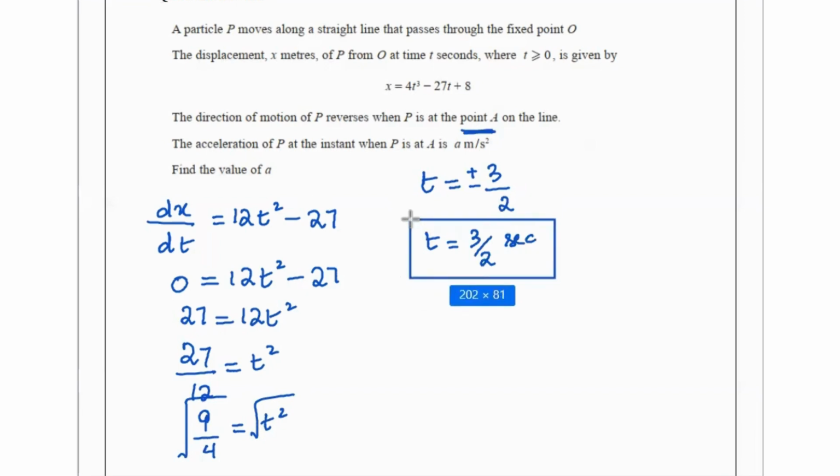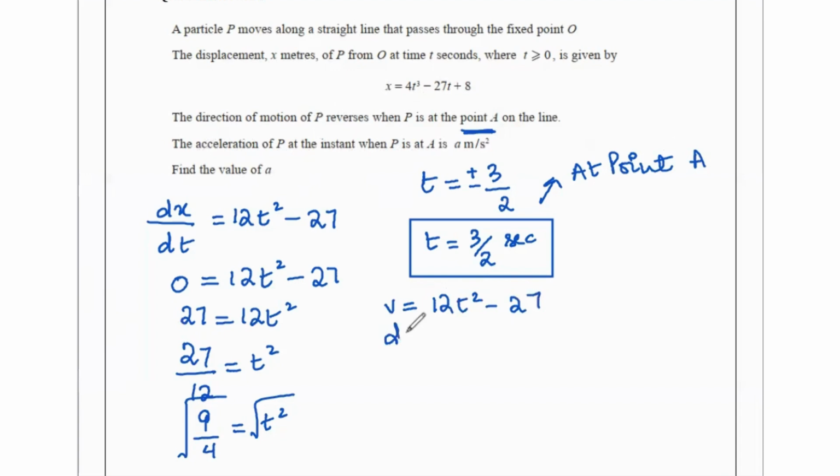Now that we've determined the value of t at point A, this is where our motion is reversing for particle P. The acceleration of P at that instant when P is at A is a meter per second squared. So to find the acceleration at that exact point, we need to differentiate the velocity function now. Velocity function is 12t squared minus 27. So dv over dt is going to be 24t.